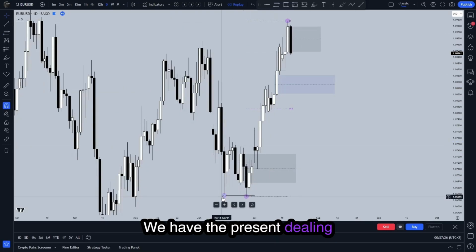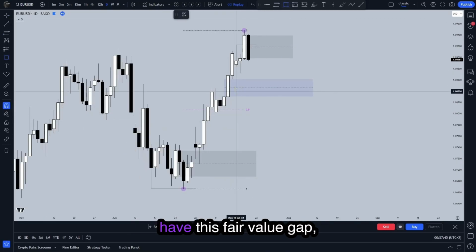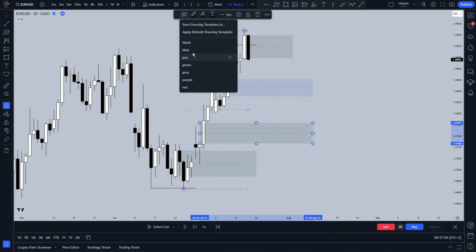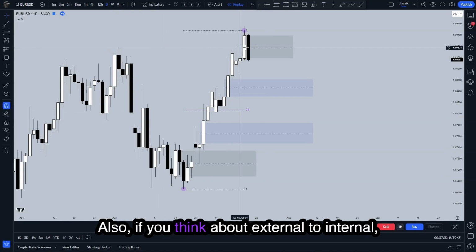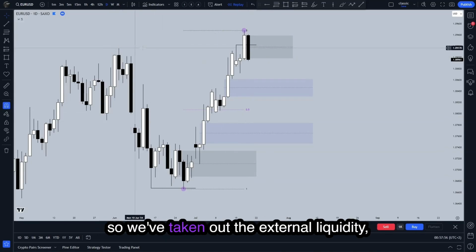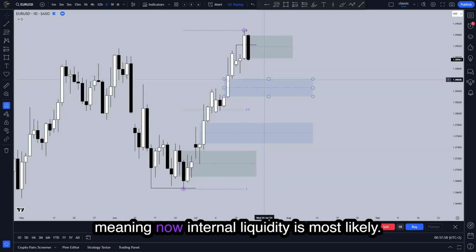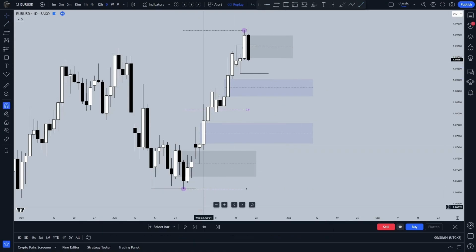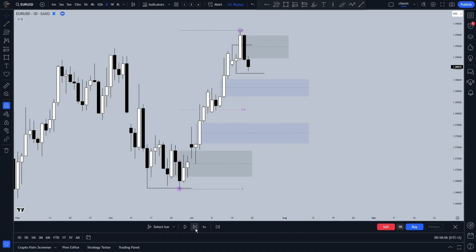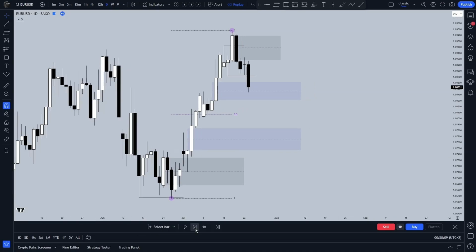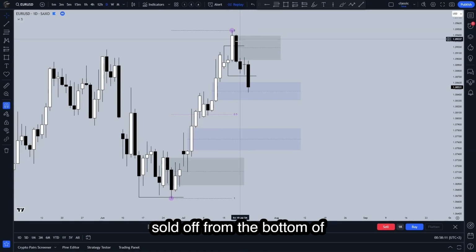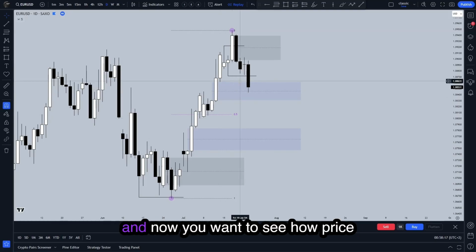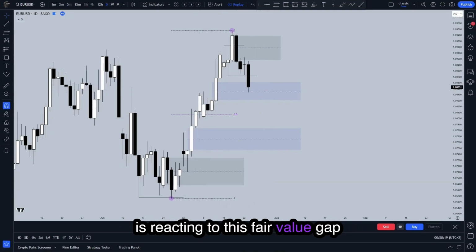We have the present dealing range here, and we can see we have this fair value gap, we have another fair value gap below. So those could be targets also if you think about external to internal. So we've taken out the external liquidity, meaning now internal liquidity is most likely. Also a weak swing low here. So let's see what price is doing. And you can see price sold off from the bottom of the order block into the fair value gap. And now I want to see how price is reacting to this fair value gap.